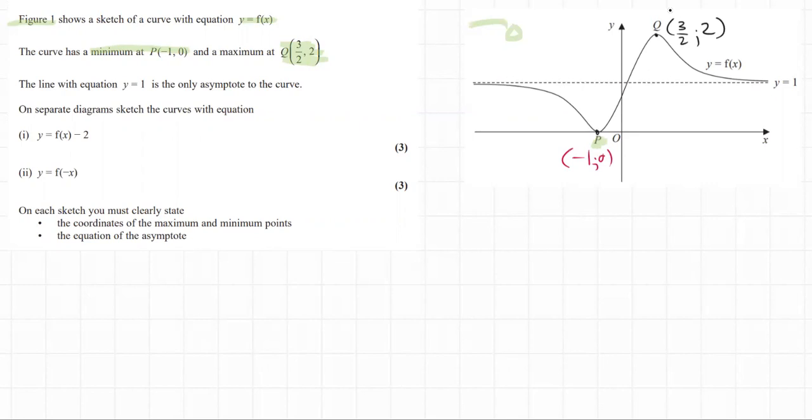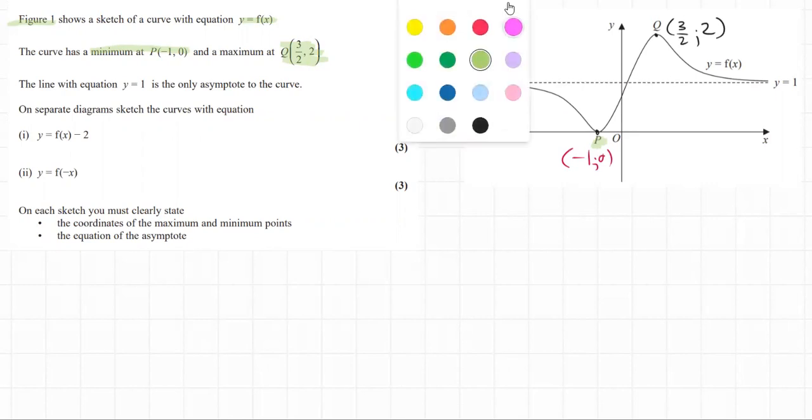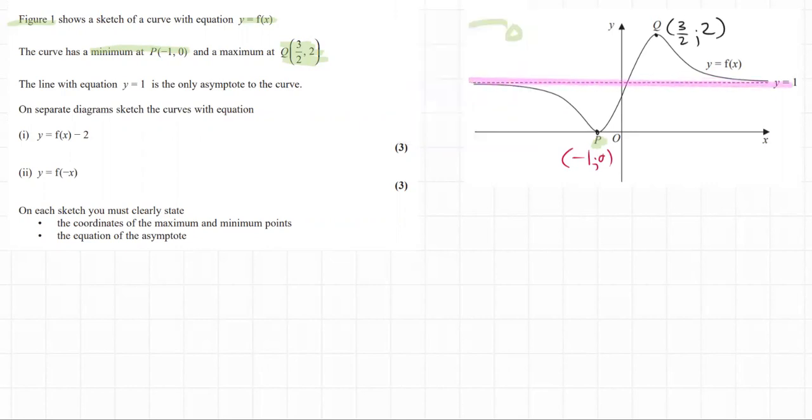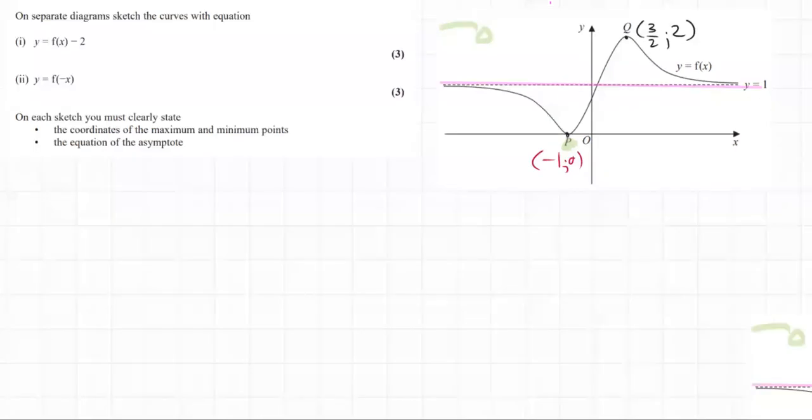The line with the equation y equals 1 is the only asymptote to the curve. On separate diagrams, sketch curves with the following equations. So you're going to do sketches on these diagrams. Right, so the first one is part i.